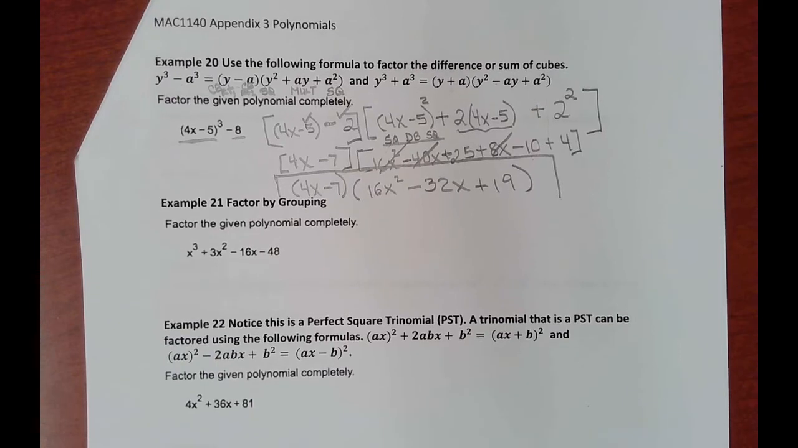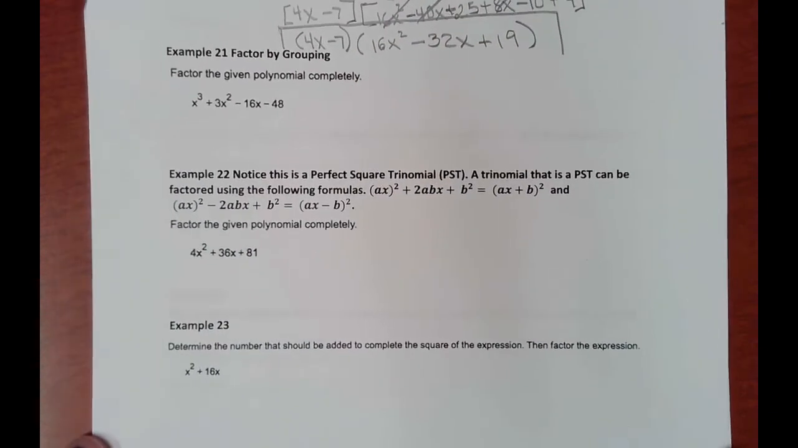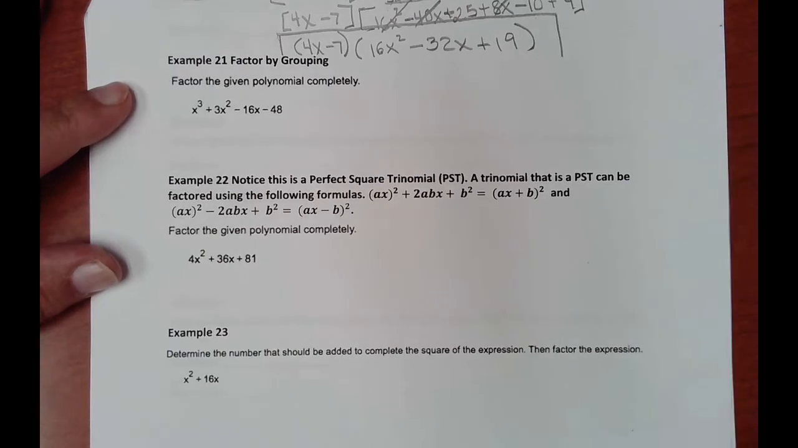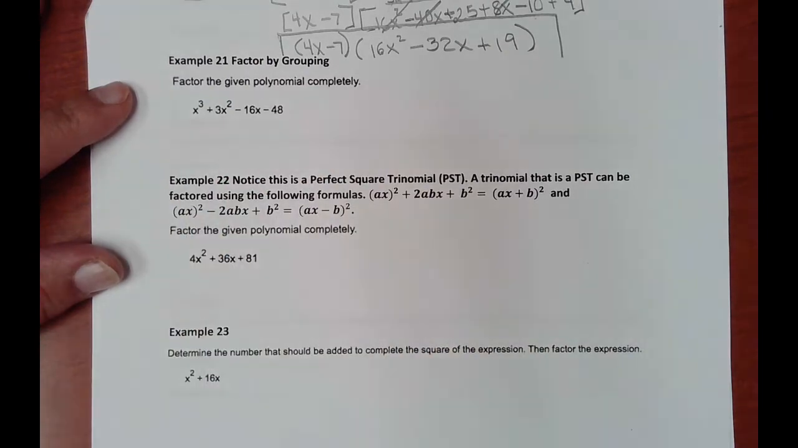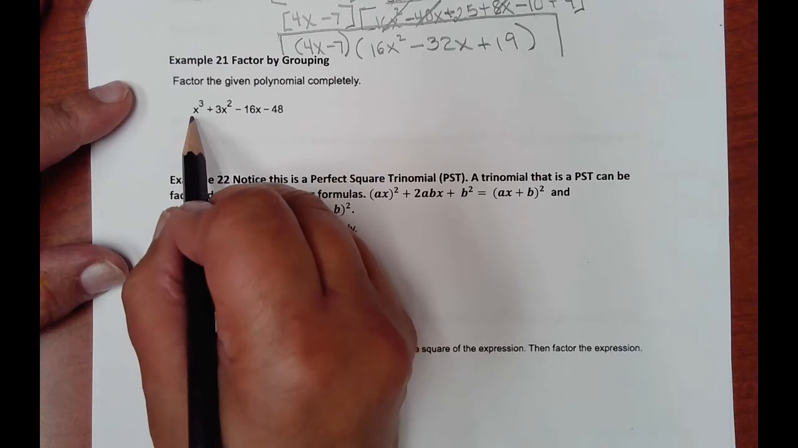Okay, moving on to number 21. Factor the given polynomial completely. It's just grouping. Now we've already done this when I demonstrated the procedure called splitting the middle term, but this just starts off as factor by grouping, which is for 4 terms. Let's see if this works now.